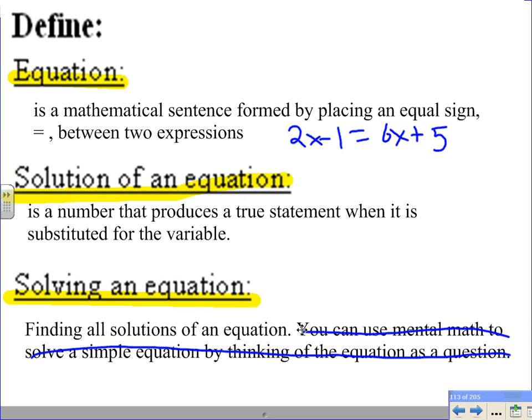The second part of this that your book said is you could also use mental math to solve a simple equation by thinking of the equation as a question. We're going to do this a little bit, but I'm not a big fan of this because since you guys are 2 years accelerated, you're not going to see many simple equations. They're going to be more difficult. They're going to have more steps. So I will still show you what they mean by solving it by asking a question, okay? But more so we'll see the ones that you have to combine like terms first and then move things, okay?